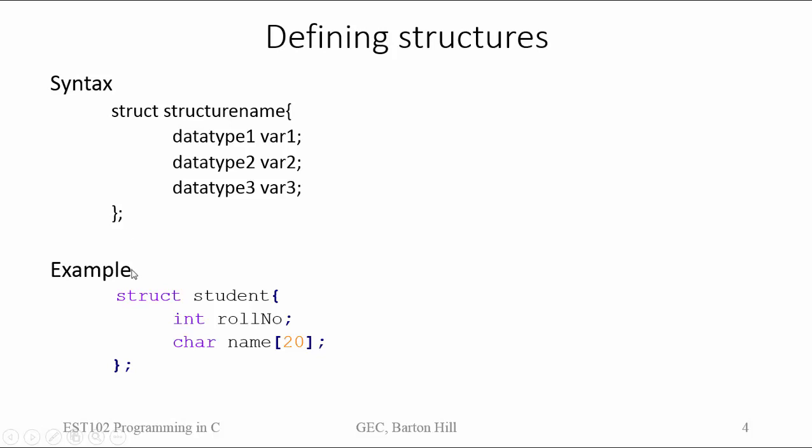Now this is an example for creating a structure student having members roll number and name. The struct keyword is used, then student, which is the name of the structure, open curly braces, then int roll number semicolon, then char name[20] semicolon, then close curly brackets, then semicolon. This is how we define a structure.